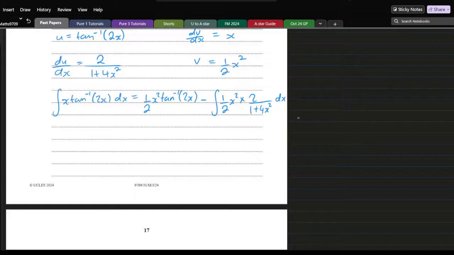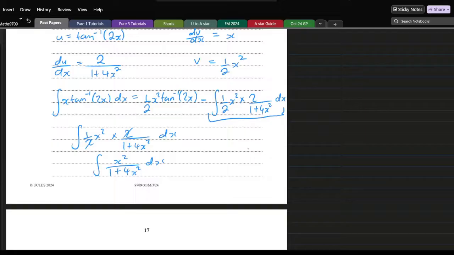And I want to take our focus to this part over here. So we've got the integral of half x squared times 2 over 1 plus 4x squared with respect to x. The half cancels out with this 2, so what we end up with is the integral of x squared over 1 plus 4x squared with respect to x. Okay, and we have to integrate this function.